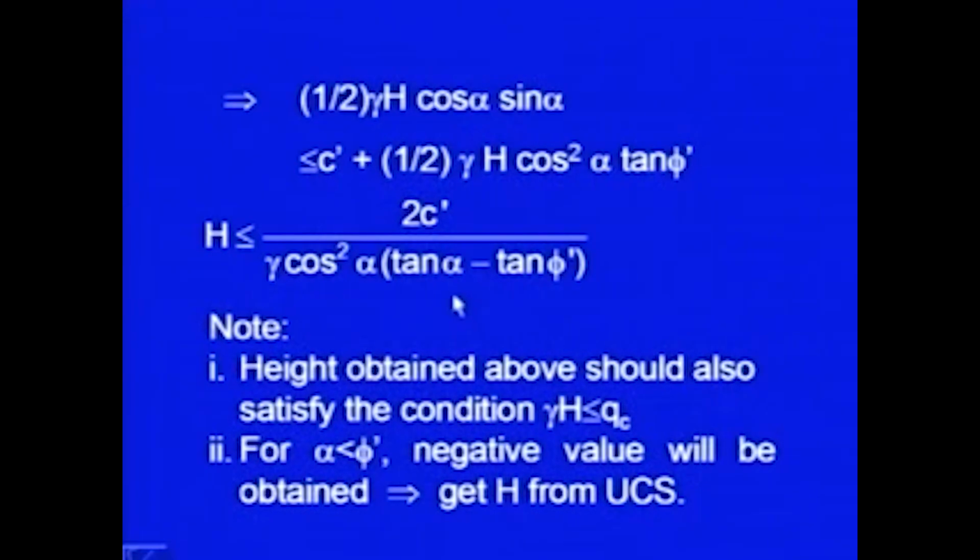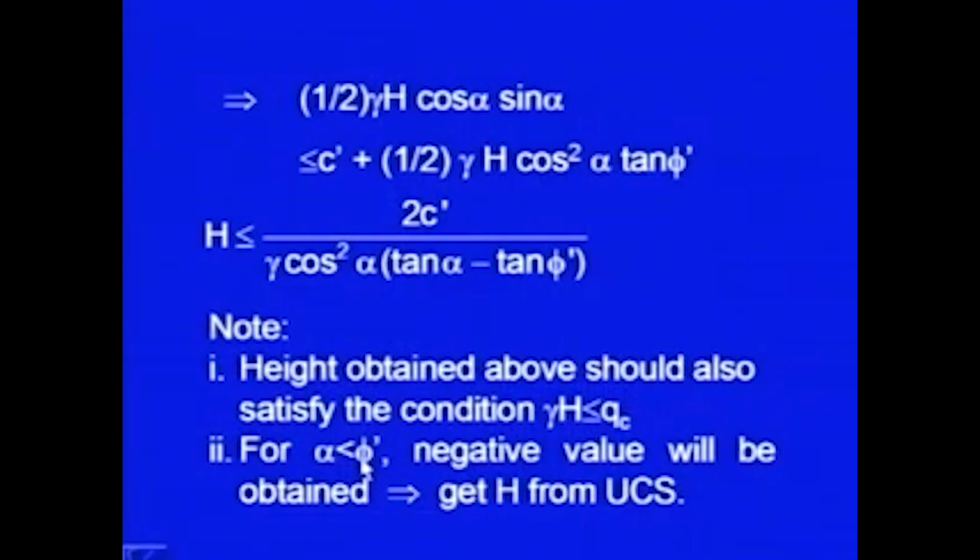And the second thing is that for alpha less than phi dash, if I put alpha let us say 20 and phi dash is 40, then tan alpha will be less than tan of phi dash. So you are going to get a negative value here. This expression is going to give you a negative answer, but that is not feasible. What it means is that for keeping it in limit equilibrium, you have to apply negative load. So physically it is not possible.